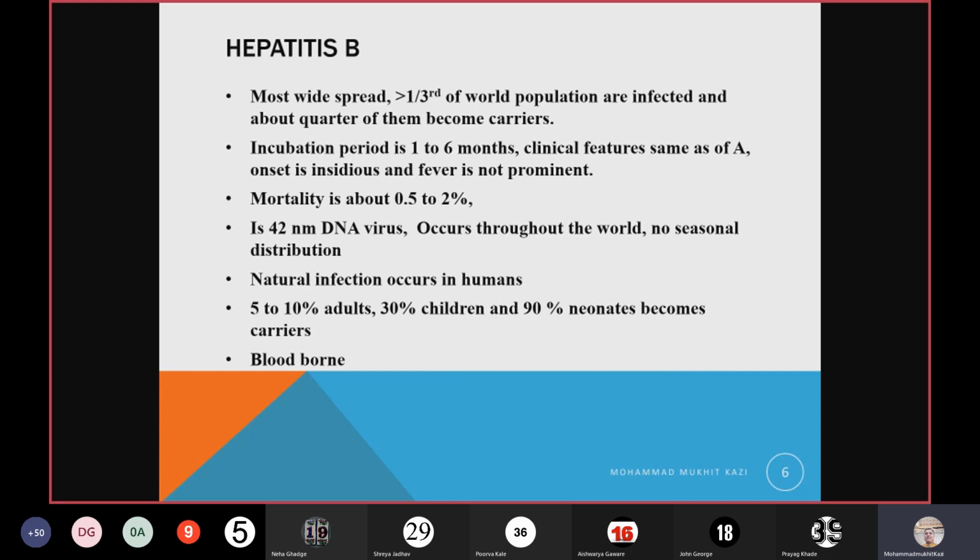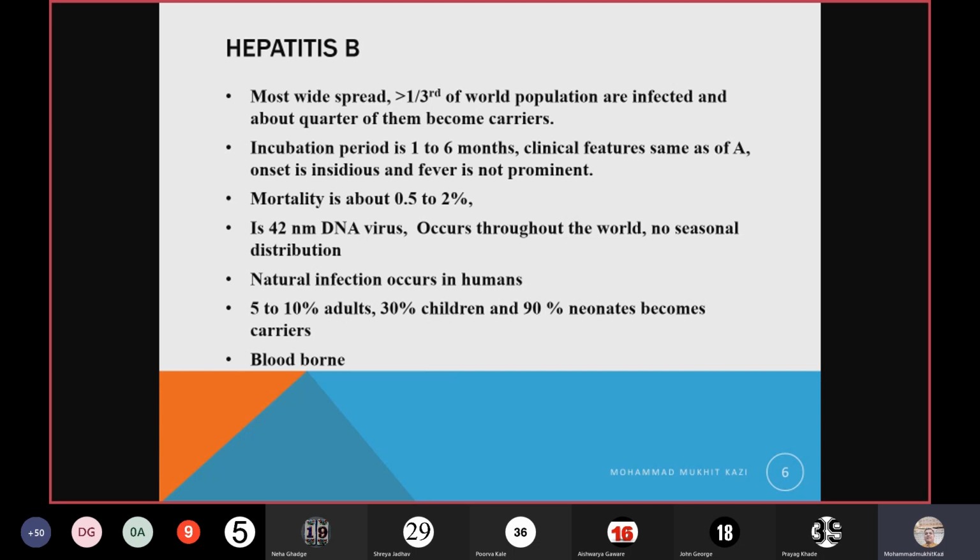If you look at the structure of this virus, hepatitis B, it is 42 nanometer, and it is a DNA virus. This is something which you need to remember. This can come as one of the MCQs for all of you. 42 nanometer DNA virus occurs throughout the world, and no seasonal distribution is there. In the rainy season, hepatitis A or E can transmit infection, but there is no seasonal variation in hepatitis B. Natural infection occurs in humans.